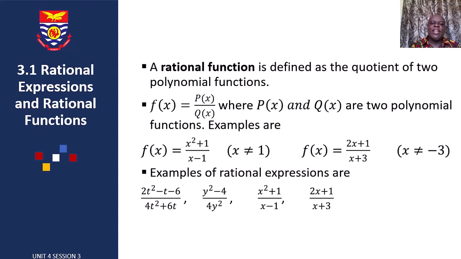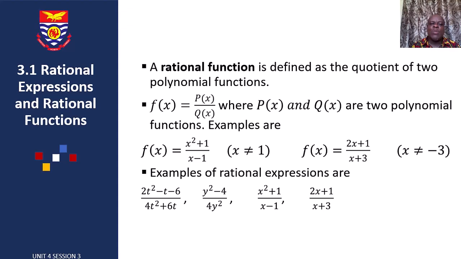Now, if we take off the f of x and the equal sign, then we have rational expressions. Examples: 2t squared minus t minus 6 all over 4t squared plus 6t. Another example: y squared minus 4 all over 4y squared. Another one is x squared plus 1 all over x minus 1. Then 2x plus 1 all over x plus 3. So these are all examples of rational expressions because we have taken the f of x is equal to out.